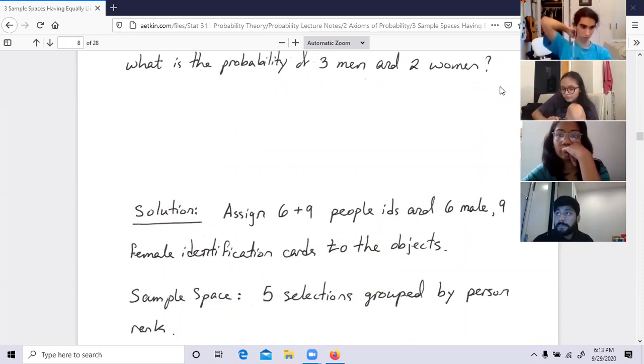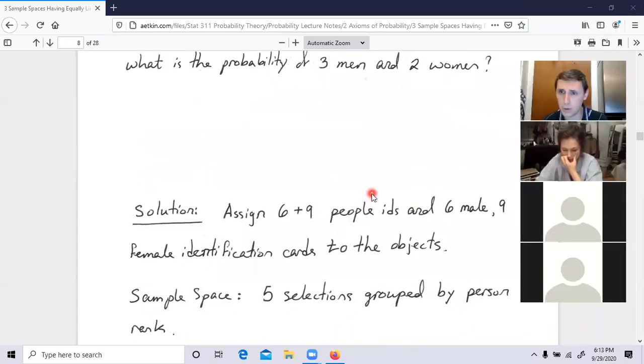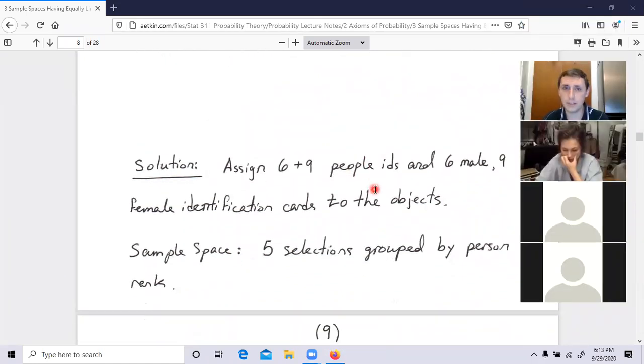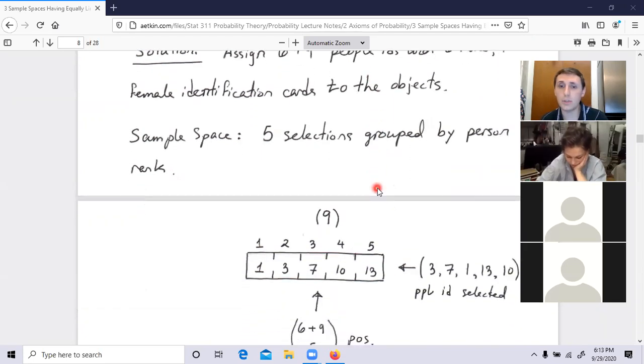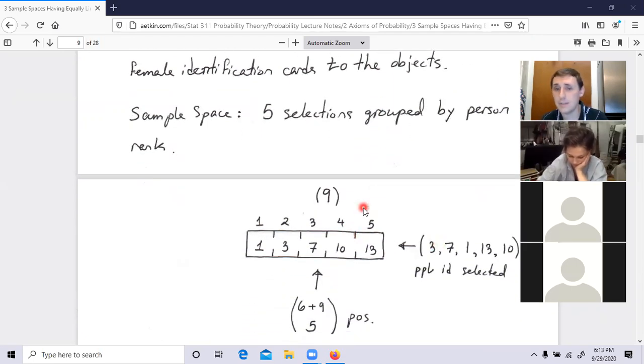And I do it in my head. I don't really form the Kafka forms like I'm showing you. So here is how I think of it. Assign 6 + 9 people IDs and 6 male, 9 female identification cards to the objects. Sample space, 5 selections grouped by person rank.